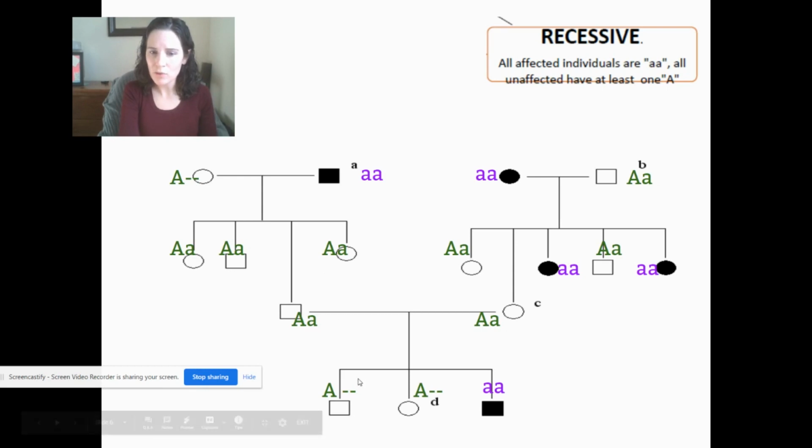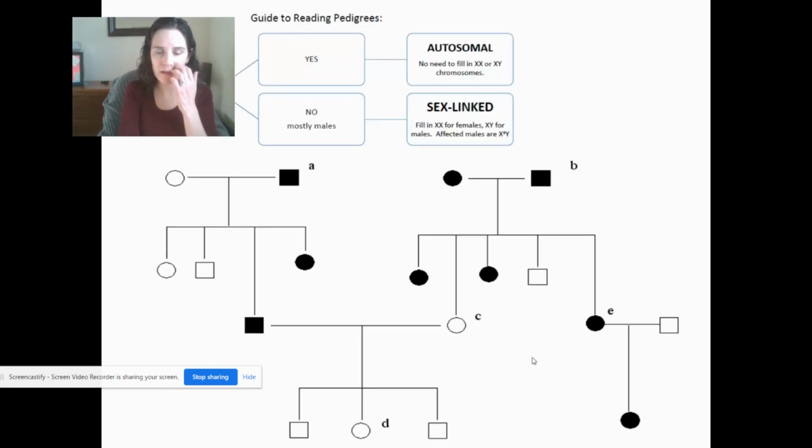And then down here at the bottom, we know that these two kids are A dash because they got a big A from dad. And then from mom, they could have had the big A or the little a. We don't know if they're homozygous dominant or if they're heterozygous. Let's do the next one here.